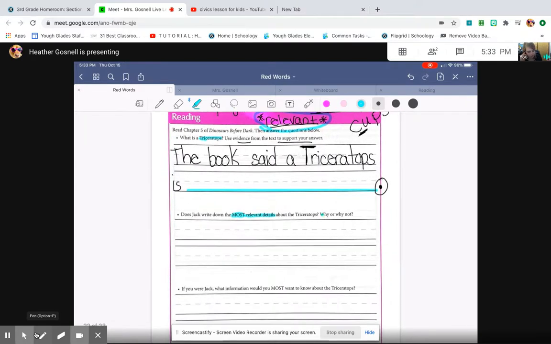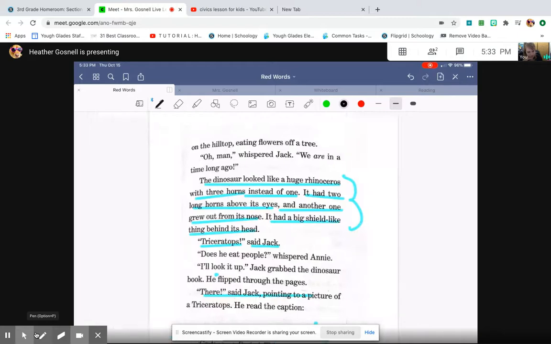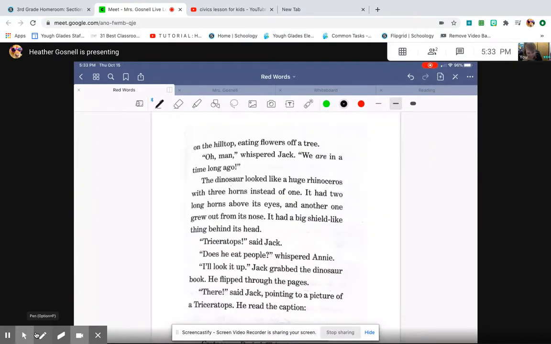Why or why not? Ooh, whenever you see why or why not, you know you're gonna have to use that red word, because. B-E-C-A-U-S-E, because. You have to tell me why, okay? So make sure you're using the word because in this sentence that you're creating. Does Jack write down the most relevant details about the Triceratops? Let's talk about that. I pulled out text evidence.